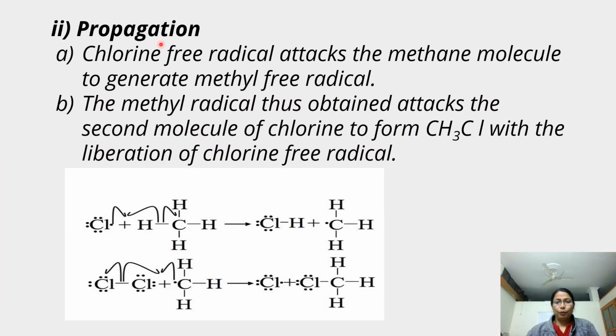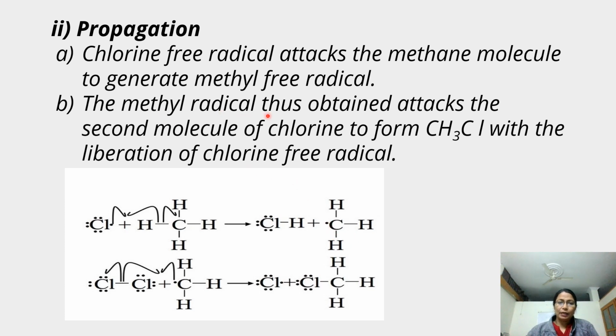Second step is propagation. In propagation, the chlorine free radical attacks the methane molecule to generate the methyl free radical. So in this step, when chlorine attacks this methane molecule, it forms HCl plus methyl free radical, because this radical contains one electron. Methyl group contains one electron.